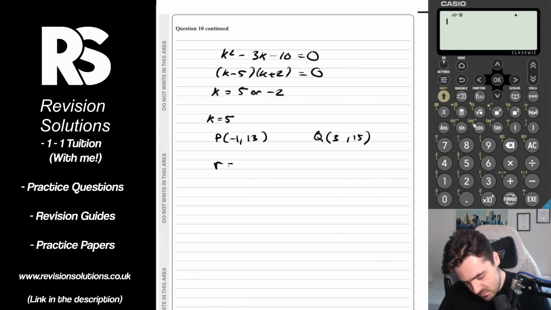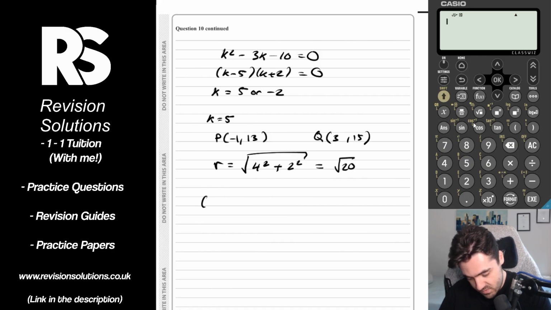So our radius would be the square root of minus 1 to 3. That's going along 4, so 4 squared, plus 13 going up to 15, that's 2 squared. So that's the square root of 16 plus 4, that's root 20. So the equation of our circle then would be, the center being minus 1, 13, x plus 1 squared plus y minus 13 squared would equal the radius squared, which would be just 20.